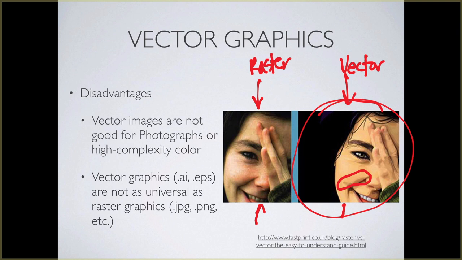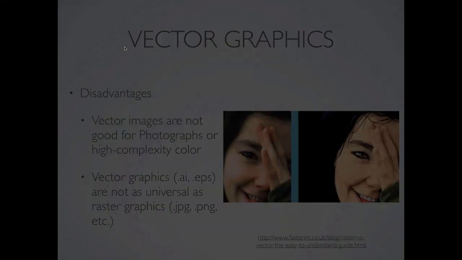Vector graphics are also not as universal as your JPEGs or your PNGs. If you have a JPEG or a PNG, chances are any device that you have, iPad, phone, computer, it'll open it. No problem. It's easy. Vector graphics, you have an AI or you have an EPS file. Those are vector graphics files. A DWG file is a vector graphics file. That's an AutoCAD file. You generally need that particular piece of software to open it. So it's not going to be universal. You're not going to just open it in some default viewer on your computer. You're going to need something a little bit extra for it. So they're definitely not as universal.